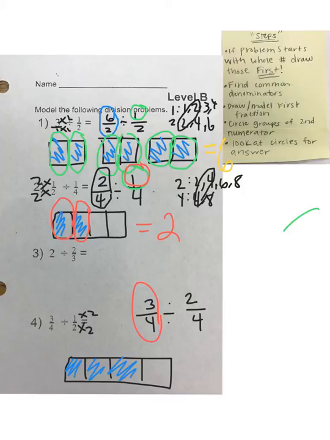After we draw our first fraction, we are going to circle groups of our second numerator. Our second numerator is 2. So we are going to circle one group of 2, and then we still have one of the shaded ones left out, so we are going to circle another group of 2. Then we're going to look at our circles for the answer. So in our answer we have one whole group of 2, and then in our second circle we have one shaded out of 2, so a half. So our answer here would be 1 and 1/2.